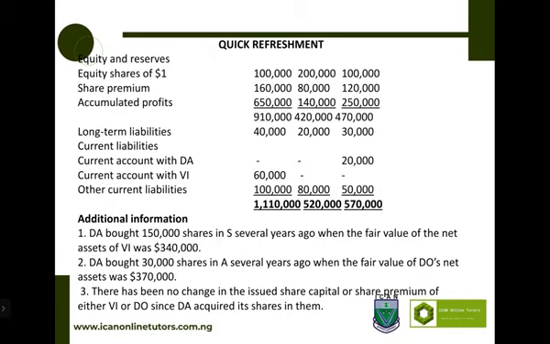Additional information 1 states they bought 150,000 shares in subsidiary V several years ago when the fair value of the net assets of V was what? 340,000 naira. I hope it splashes your mind too, as I've circled it. They also bought 30,000 shares in DO several years ago when the fair value of those net assets was $370,000. There has been no change in the issued share capital or share premium of either V or DO since they acquired its shares in them.